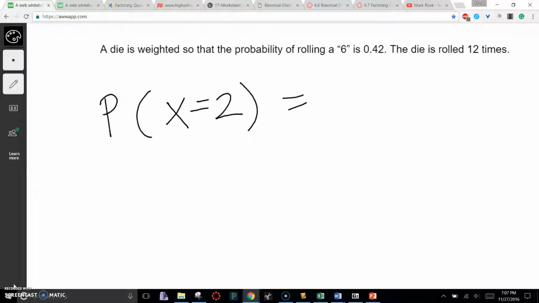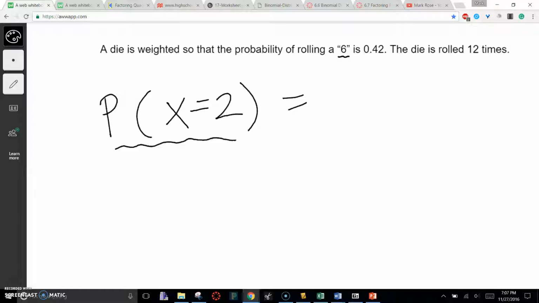Okay, so here's a normal problem that we might get. A die is weighted so that the probability of rolling a 6 is 42% of the time, and we roll the die 12 times. And I want to know, what's the probability that I get a 6 twice?